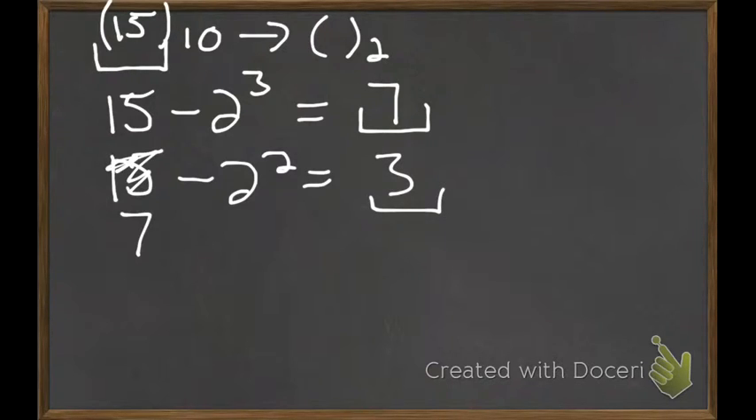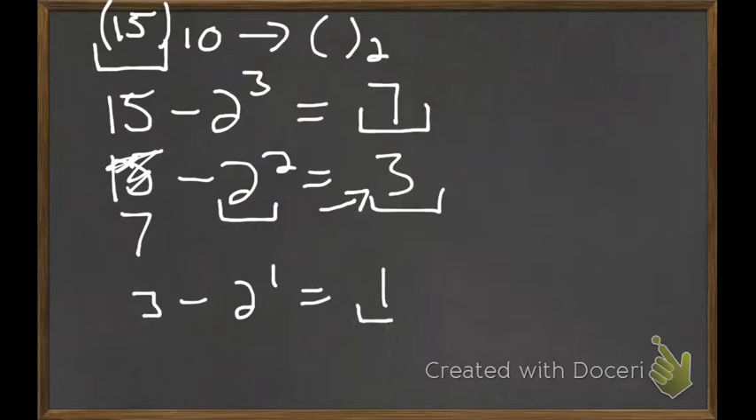And then you do the same thing, and you should notice a pattern here. This power is going to be greater than the result, so you're always going to do the previous one below that. So then on this next line we're going to do 3 minus 2 to the 1, which is equal to 1, and then 1 minus 2 to the 0, which is equal to 0. And once you hit 0, then you can stop.